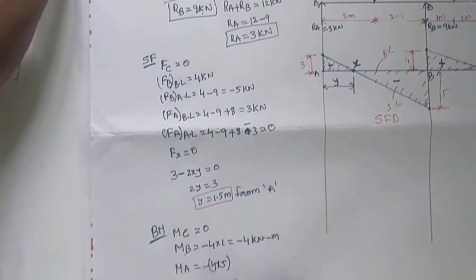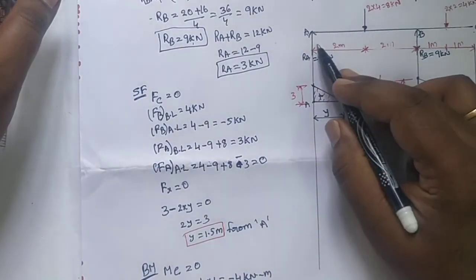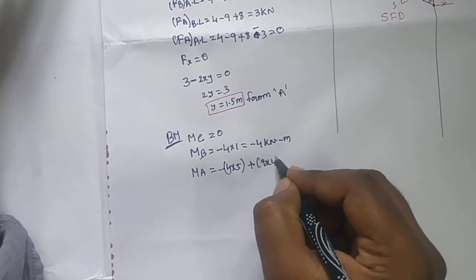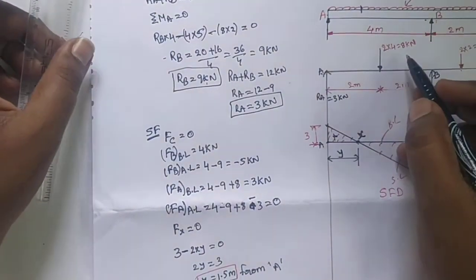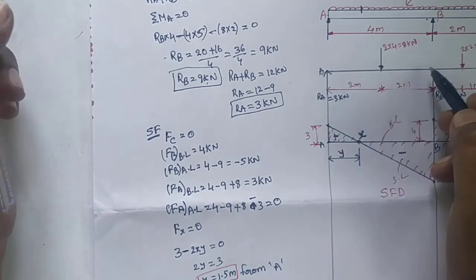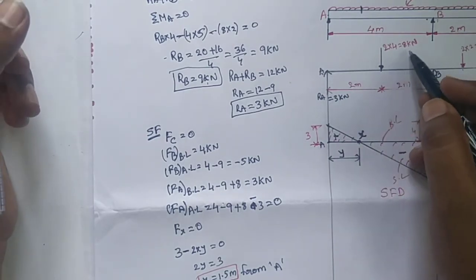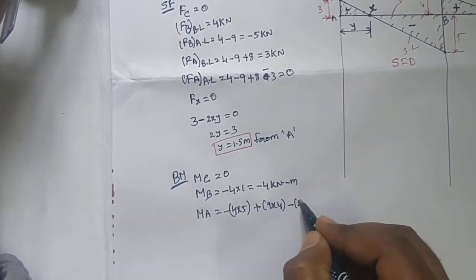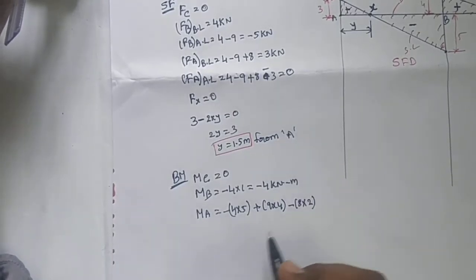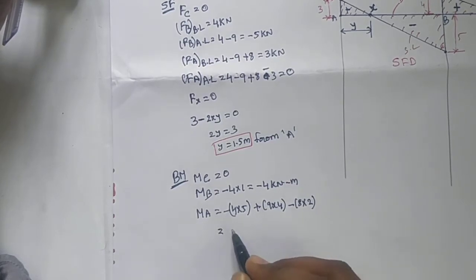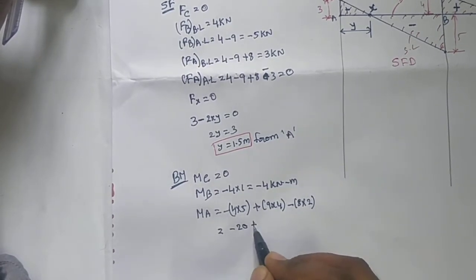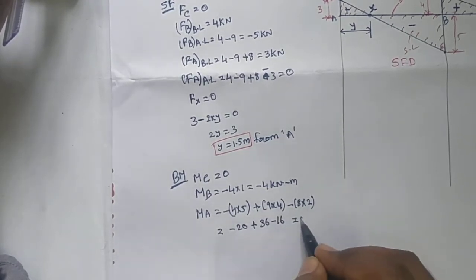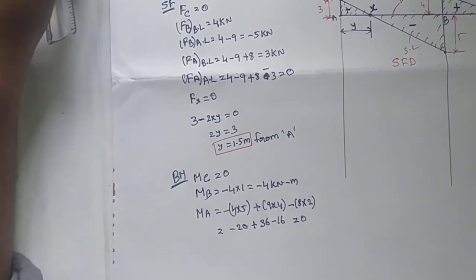Okay, the distance from this point to this point is 4, so that is plus 9 into 4. Next, the concentrated load is acting at the midpoint, 2 meters from point A, that is 8 kilonewtons acting clockwise, so that is minus 8 into 2. That equals minus 20 plus 36 minus 16, which equals 0. Bending moment at point A is 0.